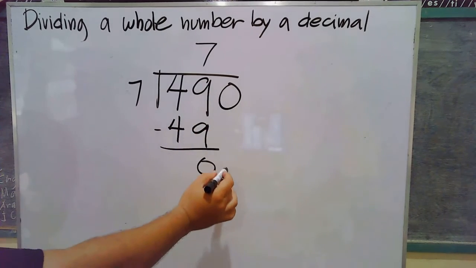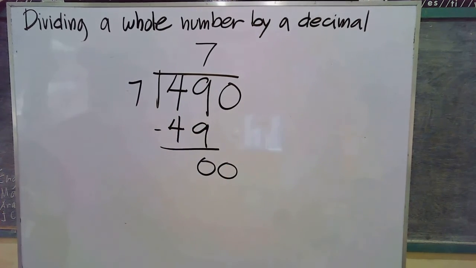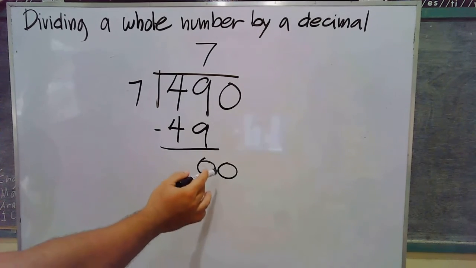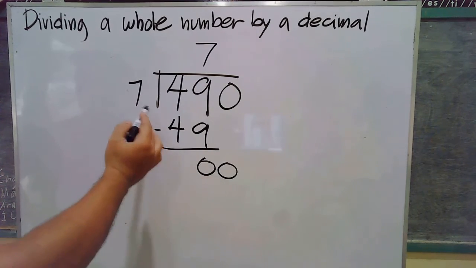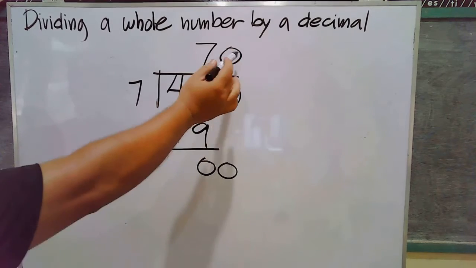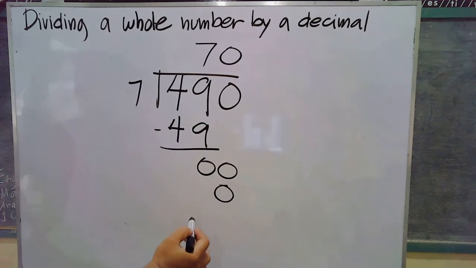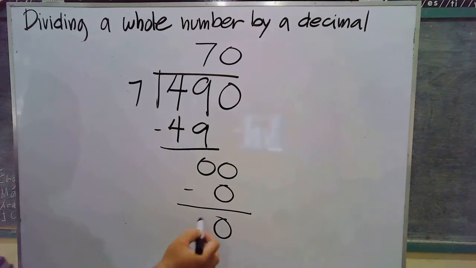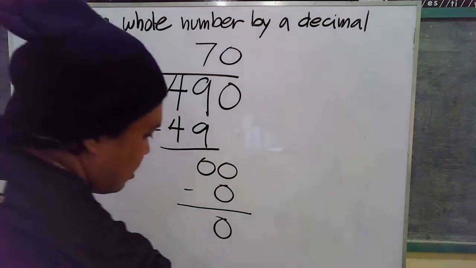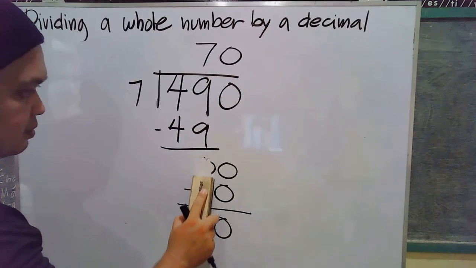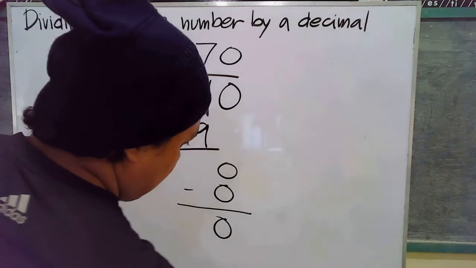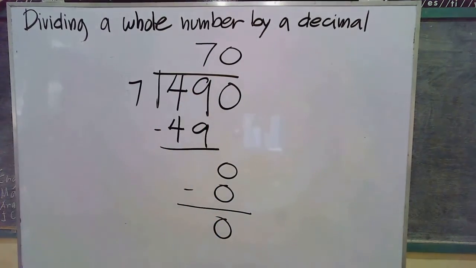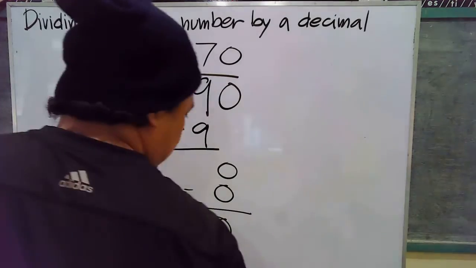We bring down 0. Now 0 divided by 7 is 0. 0 times 7 is 0. So 0 minus 0 becomes 0. For our answer, it's 70. So that's dividing a whole number by a decimal. Let's have some more examples.